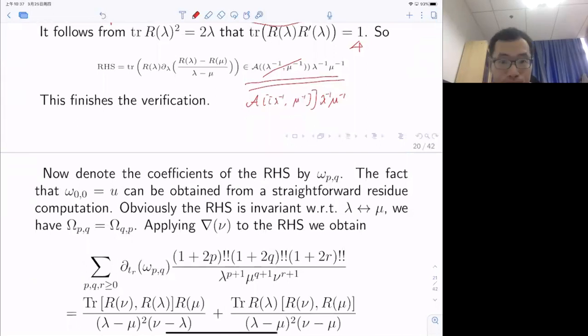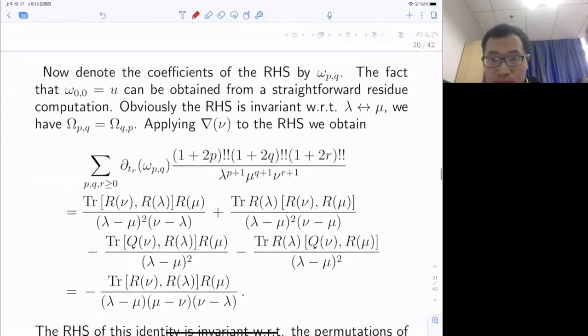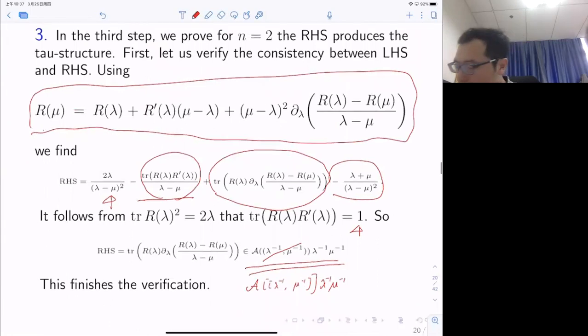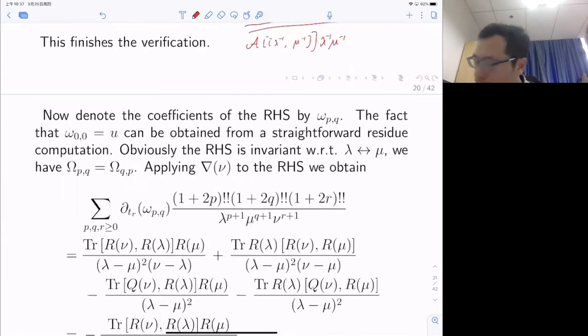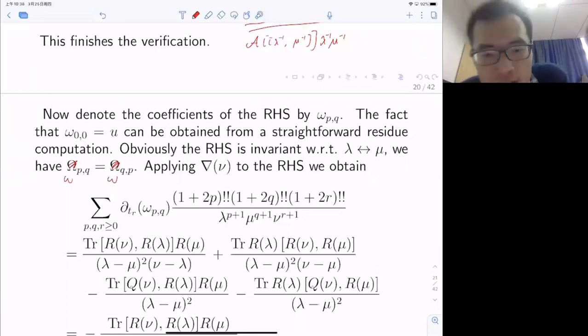Okay, so let us now denote the coefficients of the right hand side as omega pq, and by residual computation you can find omega 00 is u. And it's obviously symmetric, so we have omega pq equals omega qp, because the trace of R lambda R mu equals R mu R lambda.